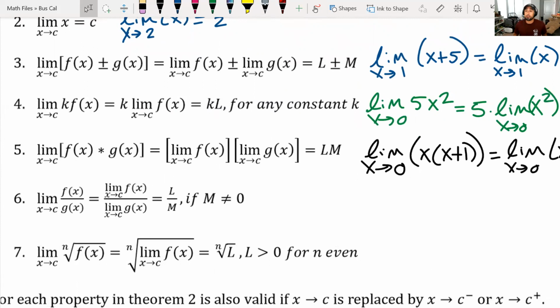Okay, 6. Well, if I can definitely split or apply limits to addition, multiplication, the number 6 says you can apply the limit to division as well. So the limit of f of x over g of x can be applied to the numerator and denominator separately. The limit of f of x over the limit of g of x. And once again, another example.